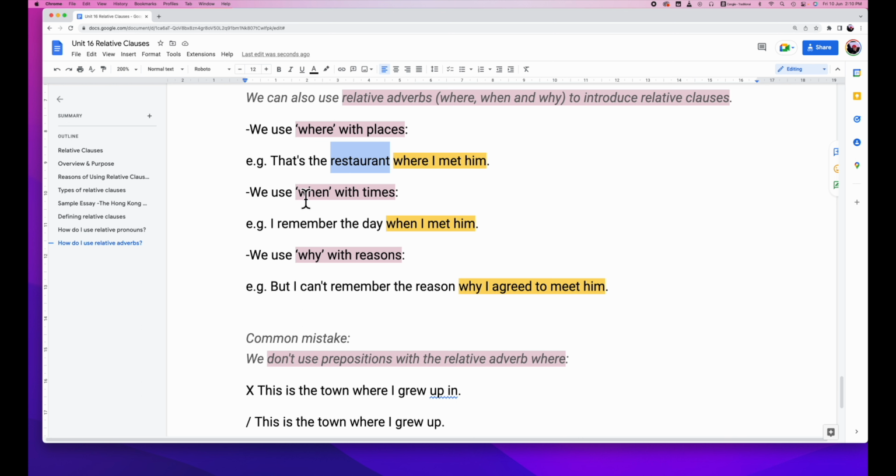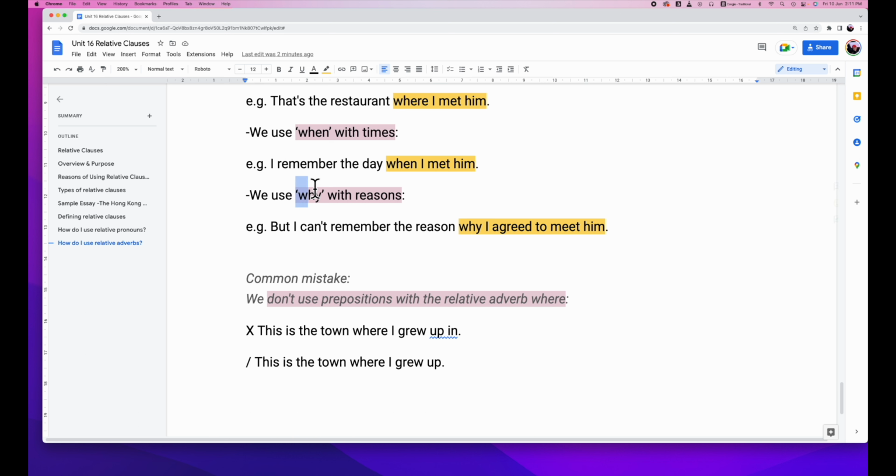We use when for time. I remember the day when I met him. When I met him is telling you more about the day. And why is for reasons. But I can remember the reason why I agreed to meet him.